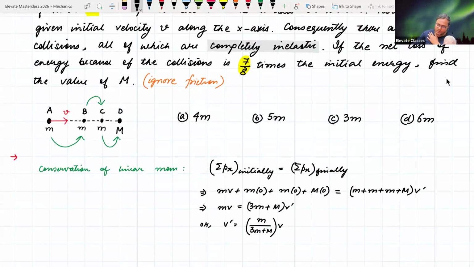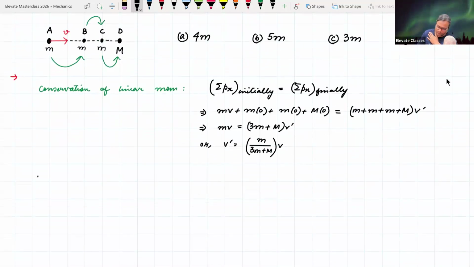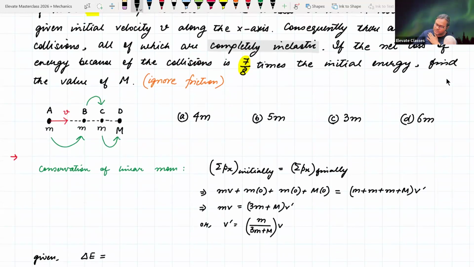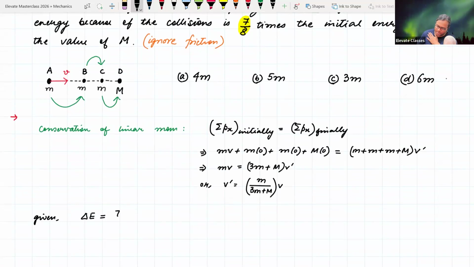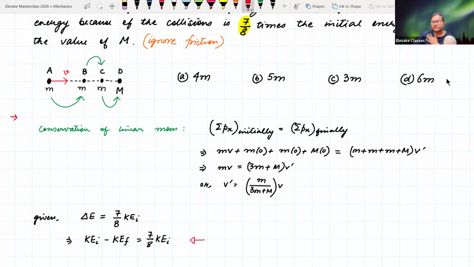It's given that the net loss of energy is equal to 7.8 times the initial energy. Now here there is no potential, so we are only talking about kinetic energy. So what is the loss of energy? The kinetic energy initially minus the kinetic energy finally is equal to 7.8 times the kinetic energy initially. That's it. This is given in the question. If you are able to figure this out, then everything else is done. You don't need to do anything else.